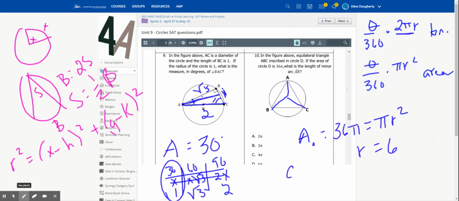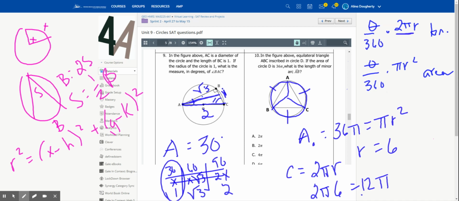Circumference. So the circumference is 2 pi r, and we know the radius. So 2 pi times 6 is going to be 12 pi, right? That's the whole circumference, 12 pi. And then we've cut that into 1, 2, 3 pieces. So divided by 3 is going to give us a more reasonable answer as far as our answer choices. It is 120 degrees. The problem is it's not asking us in degrees, it's asking us for the length.